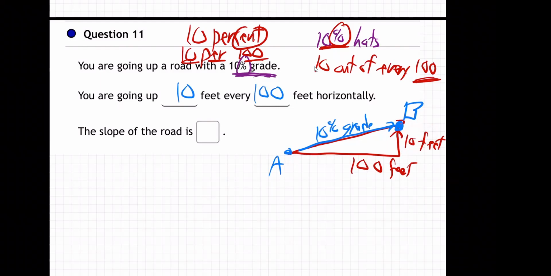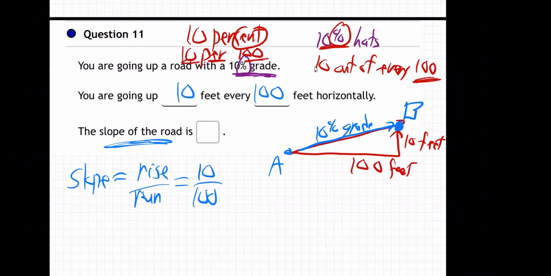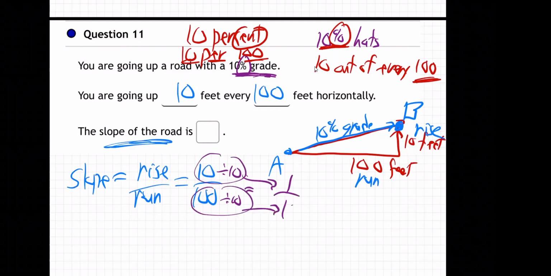Now, I wonder if they want us to simplify those numbers. Anyway, we'll see. And then what's the slope of the road? Well, remember, slope is rise over run, right? We've seen that a couple of times. Slope is rise over run. So what's the rise? 10, right? This is the rise here. This is the run. 10 over 100. Now you have to reduce that fraction. So divide top and bottom by 10. 10 divided by 10 is 1. 100 divided by 10 is 10. The slope is 1/10.